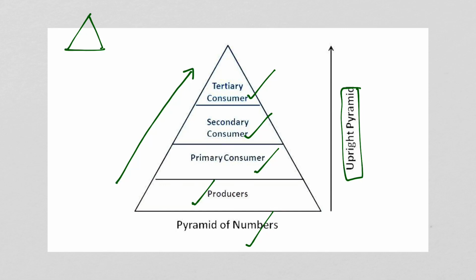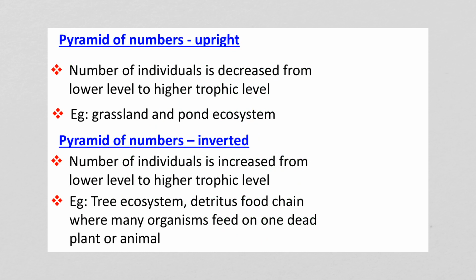Why? Suppose there are 1000 plants. These 1000 plants are eaten by maybe 100 frogs. These 100 frogs are eaten by maybe 10 snakes, and finally the snakes are eaten by one falcon. So that is why, when we go up the pyramid, the number will reduce. That is why it looks like a triangle.